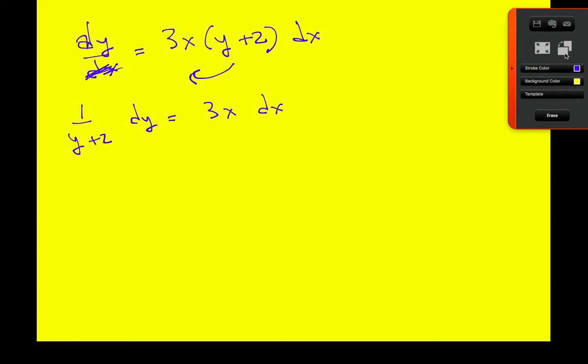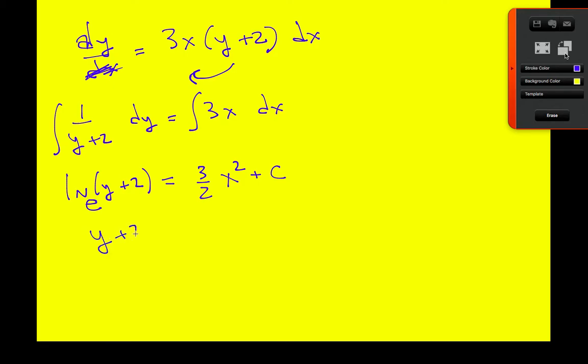This is going to continue similarly to the last problem we did in the last video, where we integrate. We have an ln. No u substitution really needed because there's no coefficient. And I'm going to not make an error here. 3x becomes 3 halves x squared plus c. C only on the right side. We put an e there. We have y plus 2 equals e to the 3 halves x squared plus c.